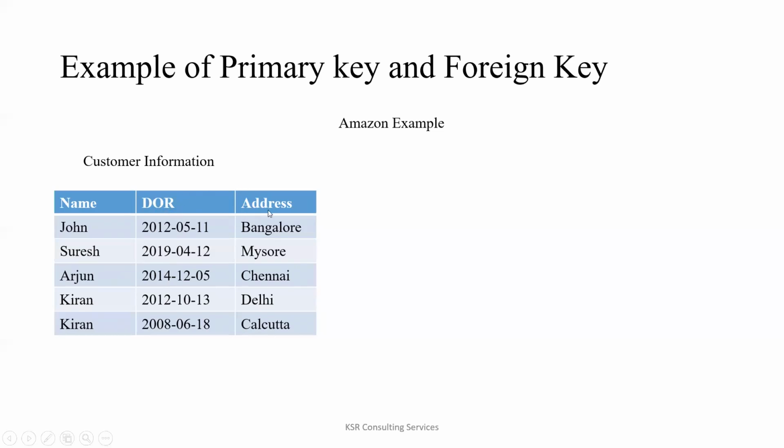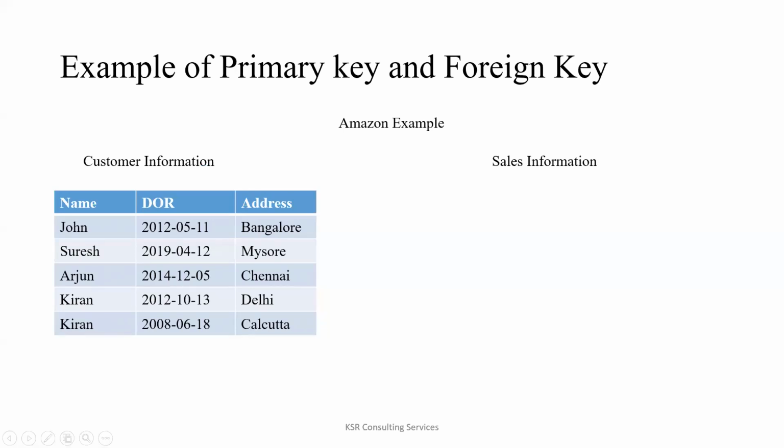And it also has the city from which they are trying to register. So it has name, date of register, and city. So these many people have registered, and you can see there can be people with the same name. Kiran from Delhi and Kiran from Calcutta have created an account on Amazon, and their details are registered under this customer information table.